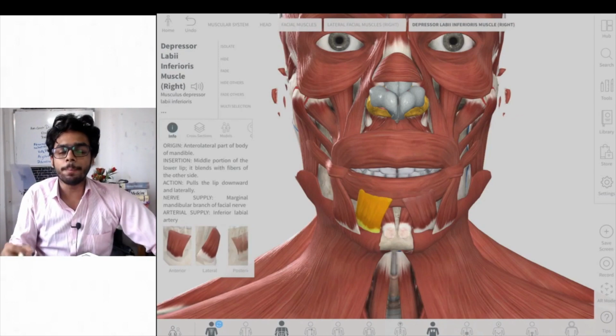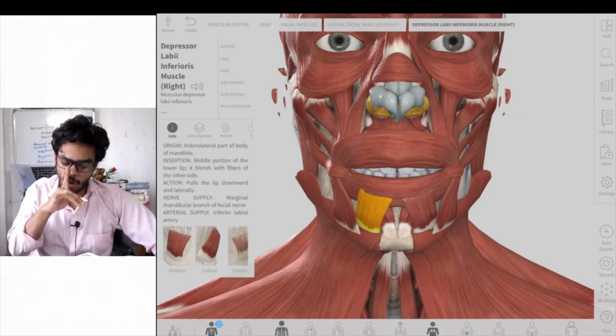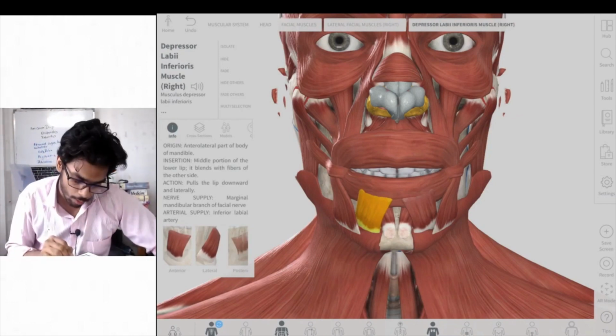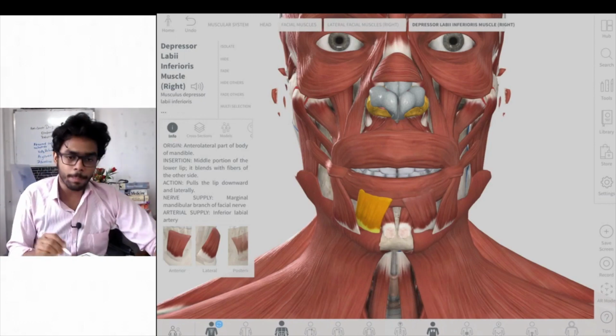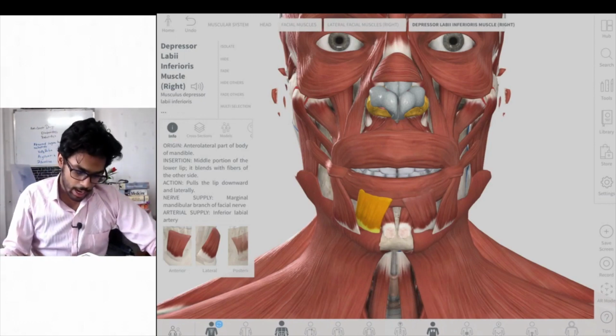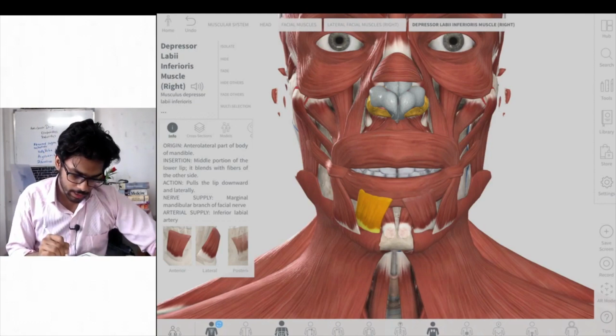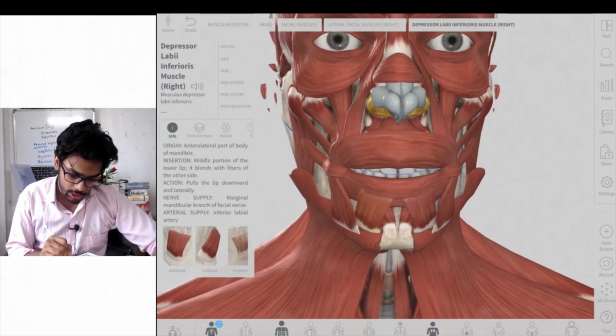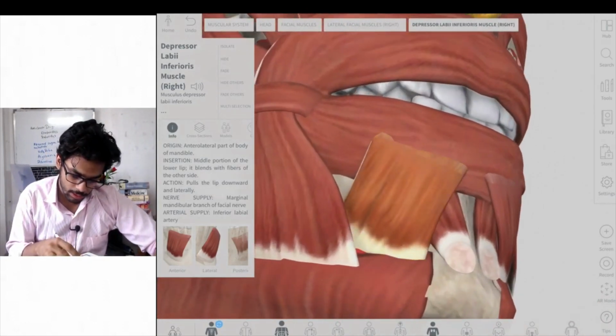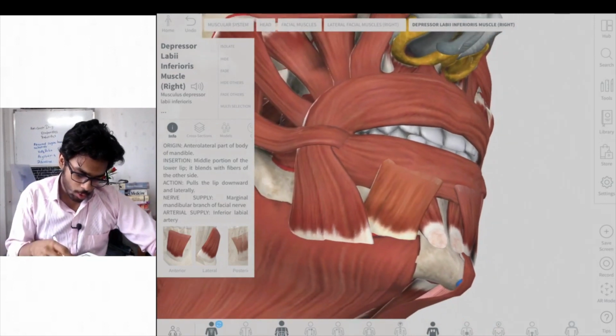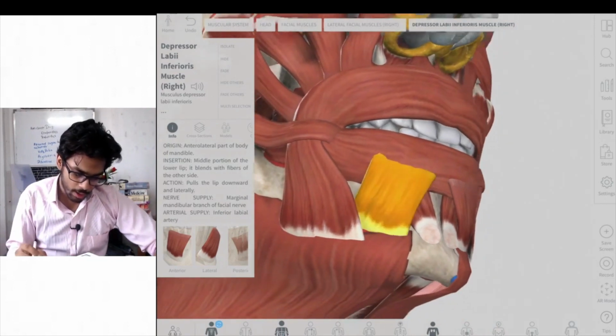It will move the lip downward. Which lip? The lower lip downward. So that's why this is named the depressor labii muscle. Can you see this part? The origin is here. Can you see the origin part? This is the origin part. And the origin is the anterior lateral part of the body of the mandible.